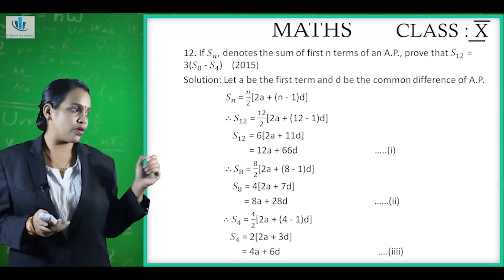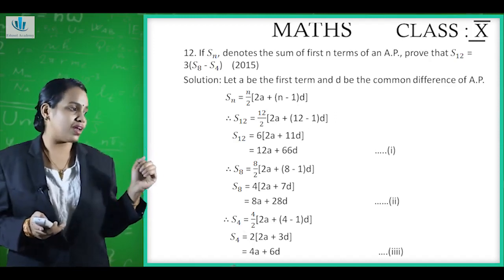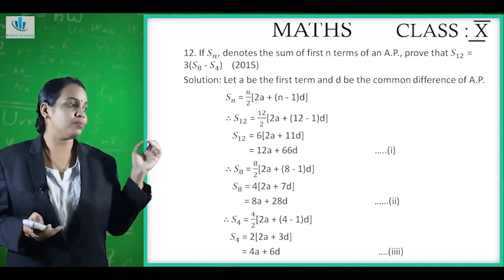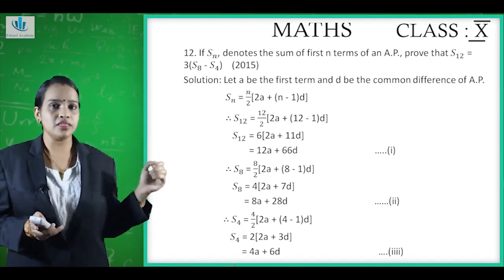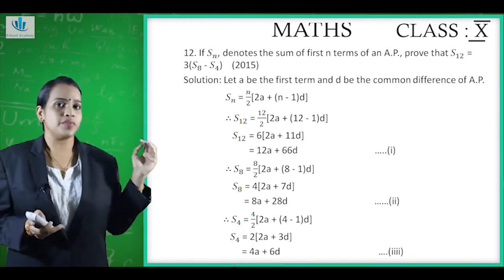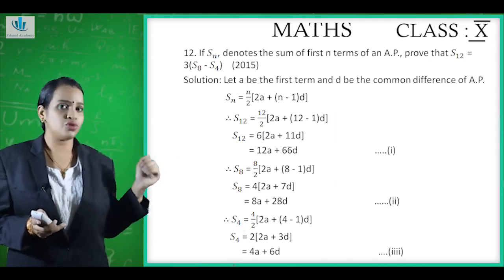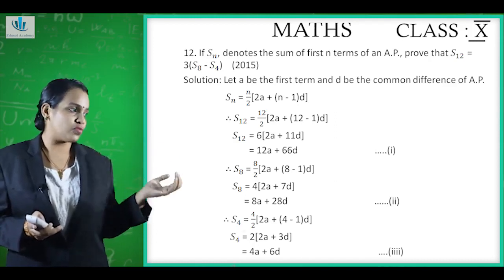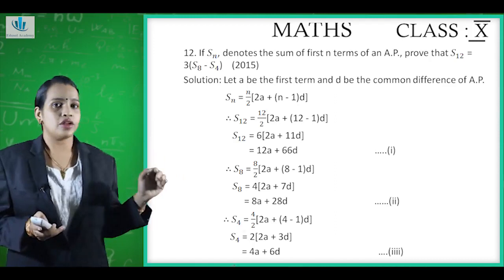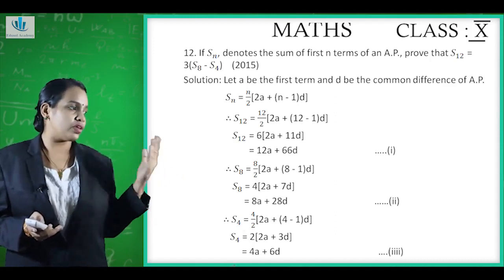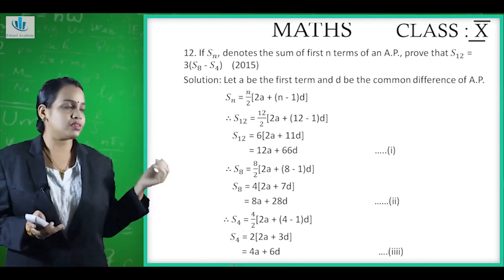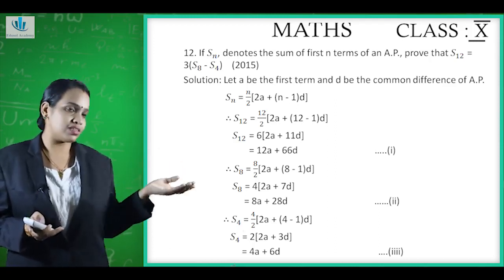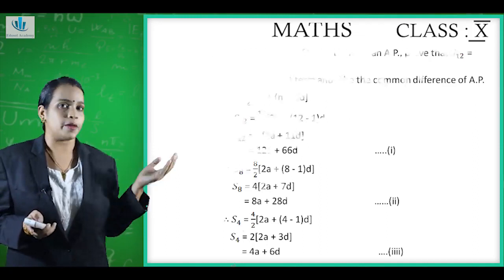Now S4 we have to find out, so we will put the value of n is equal to 4, so it becomes S4 is equal to 4 upon 2 into 2a plus 4 minus 1 into d. Now 4 upon 2, it gives 2, now 2a plus 4 minus 1, it gives 3d. Now what we will do, we will multiply 2 with the bracket, so it becomes 2 into 2a, it becomes 4a plus 2 into 3d, it gives 6d. Now we will put it as equation 3.